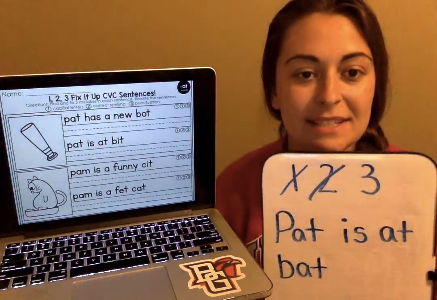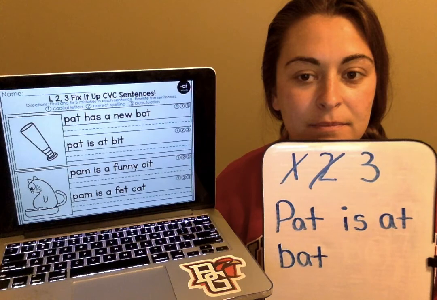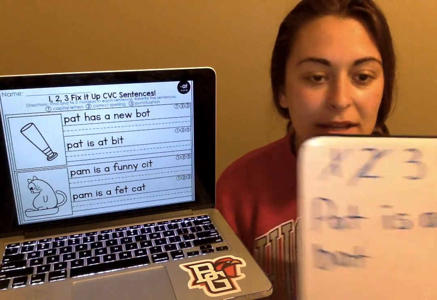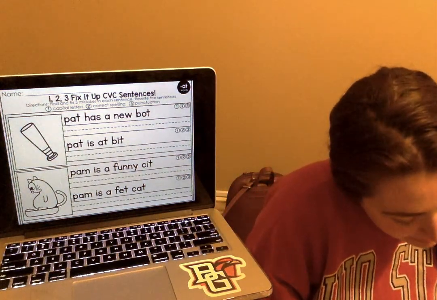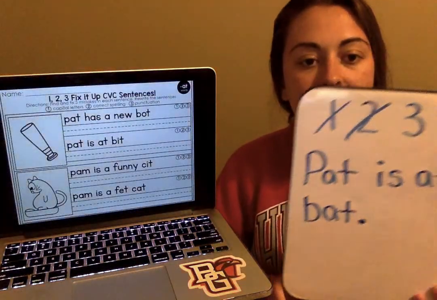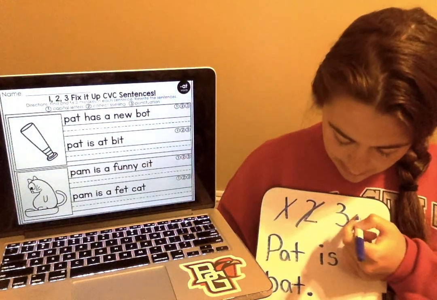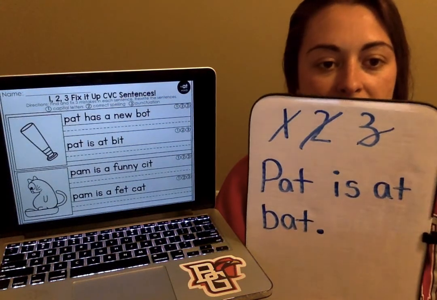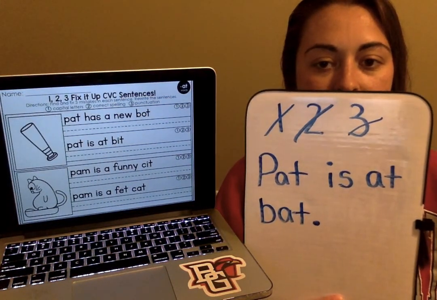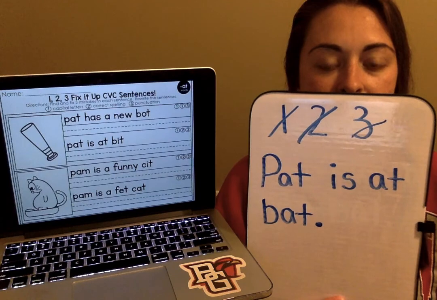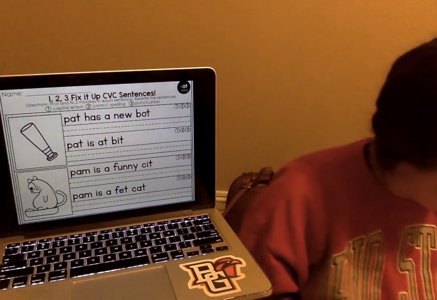And what does every sentence need at the end? Great, a period. So Pat is at bat, period. We did our last thing. We did that punctuation for our period, so we're going to cross off that 3. Great, let's go to our next sentence.